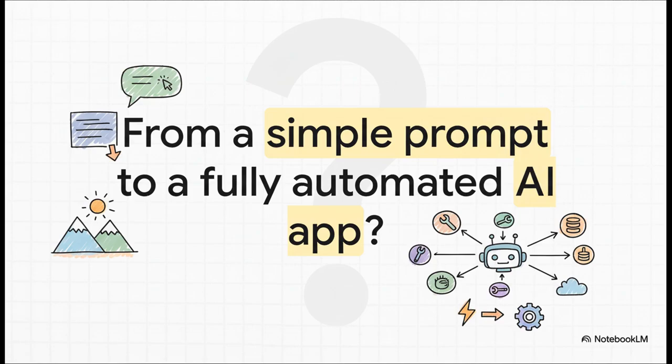So, this is the big question, right? How do you get from point A, a single idea, a simple prompt, all the way to point Z, a complex, automated system that can reason, act, and create all on its own? Well, that's exactly the path we're going to walk today, step by step.